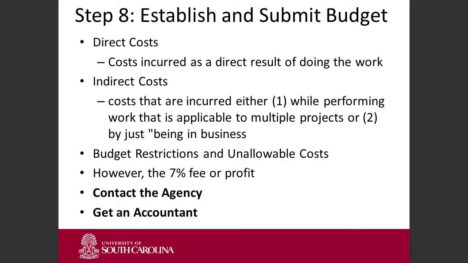Budgets, some highlights there: you have your directs, your indirects, you have restrictions and unallowables. You do have this 7% fee or profit, which basically creates kind of a slush fund. You still can't use it to buy illegal stuff, like don't buy your Jaguar or your gold-plated Apple computer. Oh, sorry.